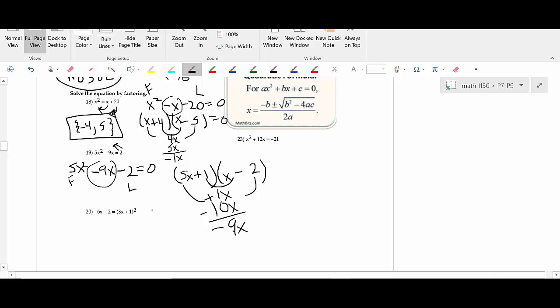Negative 1 over 5 and 2. Okay, like that. Okay, are you guys okay with that? I got students with all kinds of different backgrounds in here. Some of you have already got it down. Some of you have been out of math for a long time. You guys want to make sure that I take the time to help you get this right.